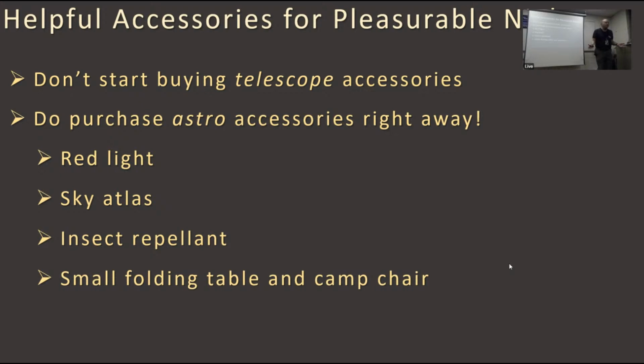Small folding table and a camp chair. Comfort. Okay, you're going to want to sit down. You want to make sure you have a place where you can just sit down, flip through your atlas, turn your red light on, flip through your atlas, maybe decide on what you want to look at next. If you've got a little folding table, you can have a place to write things down. You can have a place to sketch. You have a place to put all your stuff, okay? And it just makes all the difference in the world.